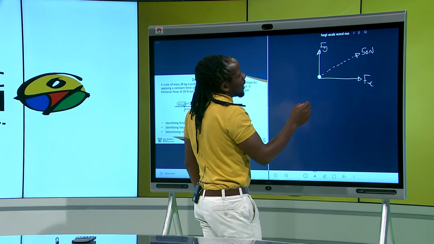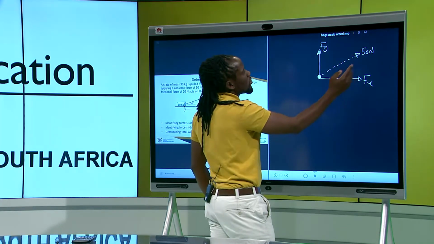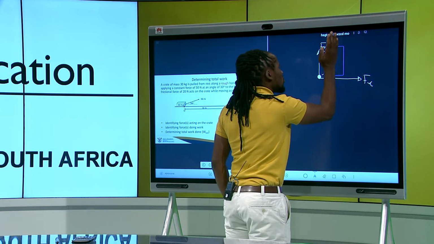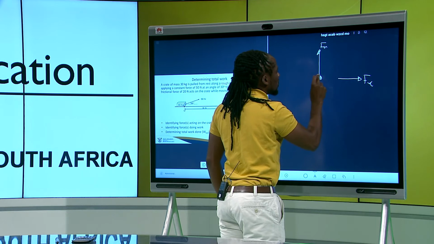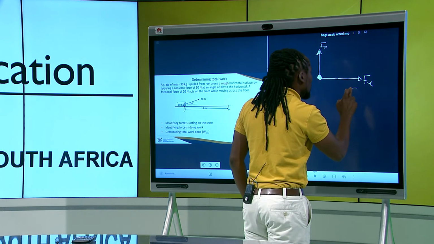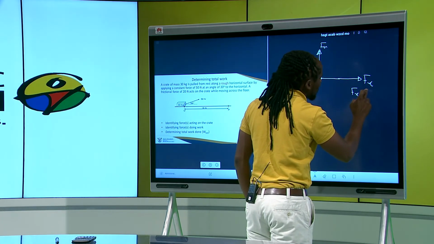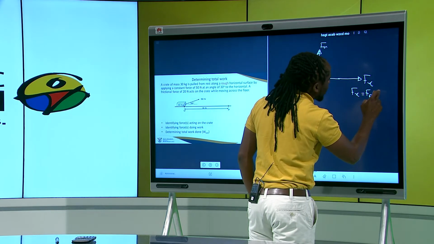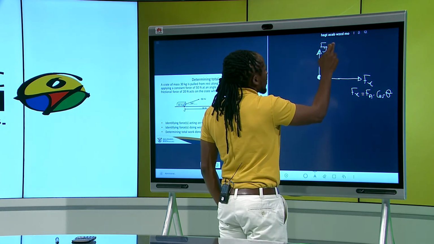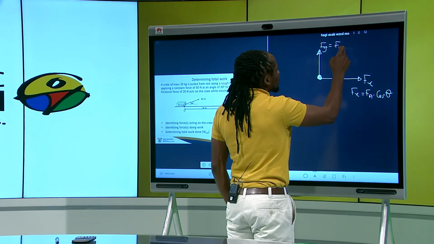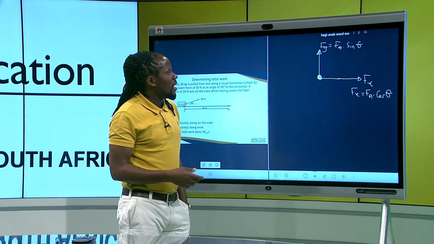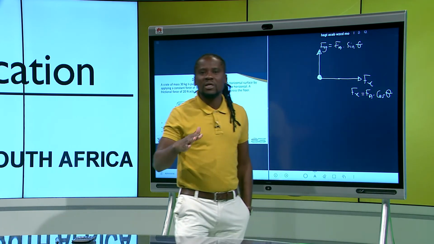Then, obviously, if we choose these two components, they represent the 50 newtons. Now, we can remove the other force, because the components represent that particular force. We know that Fx from our grade 11 is F applied cosine of theta from our trig ratios, and Fy becomes F applied sine of theta. These are trig ratios that we know from grade 10 and 11. And these formulae, I must indicate, are not given, right?